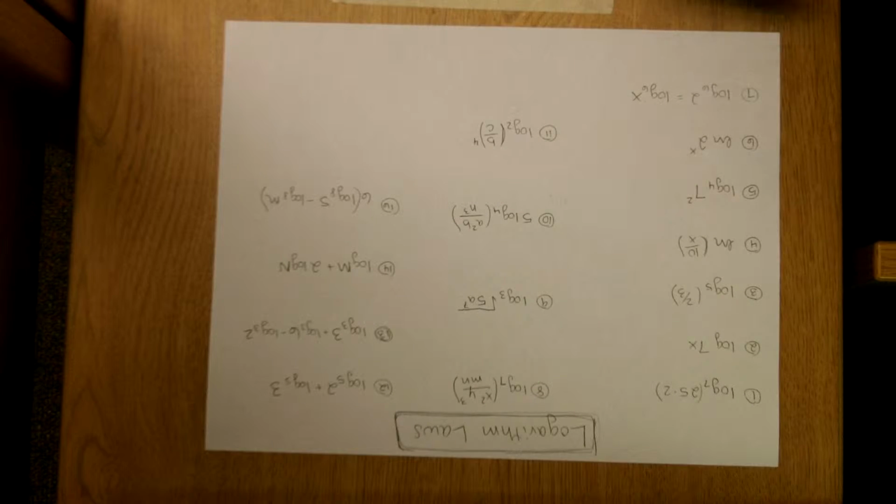So this whole left column here, 1 through 7, is just going to go through the rules really quick, and then we're going to use them in the rest of these problems.